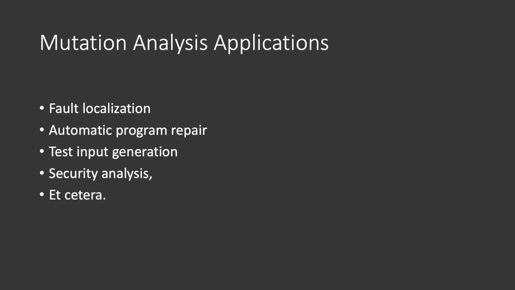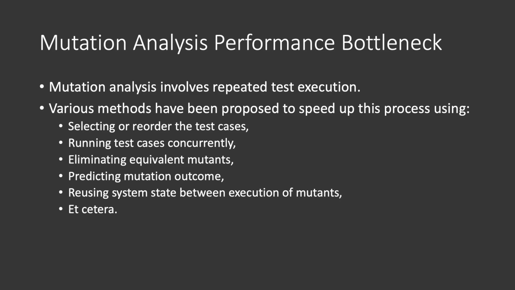Mutation analysis has many applications beyond its original application in assessing test suite adequacy. These applications include fault localization, automatic program repair, test input generation, security analysis, etc. For each mutant that we generate, we have to execute the test suite to see if we observe any failure. Since depending on the size of the program, we usually generate a large number of mutants, executing the test suite against each and every one of the mutants creates a performance bottleneck.